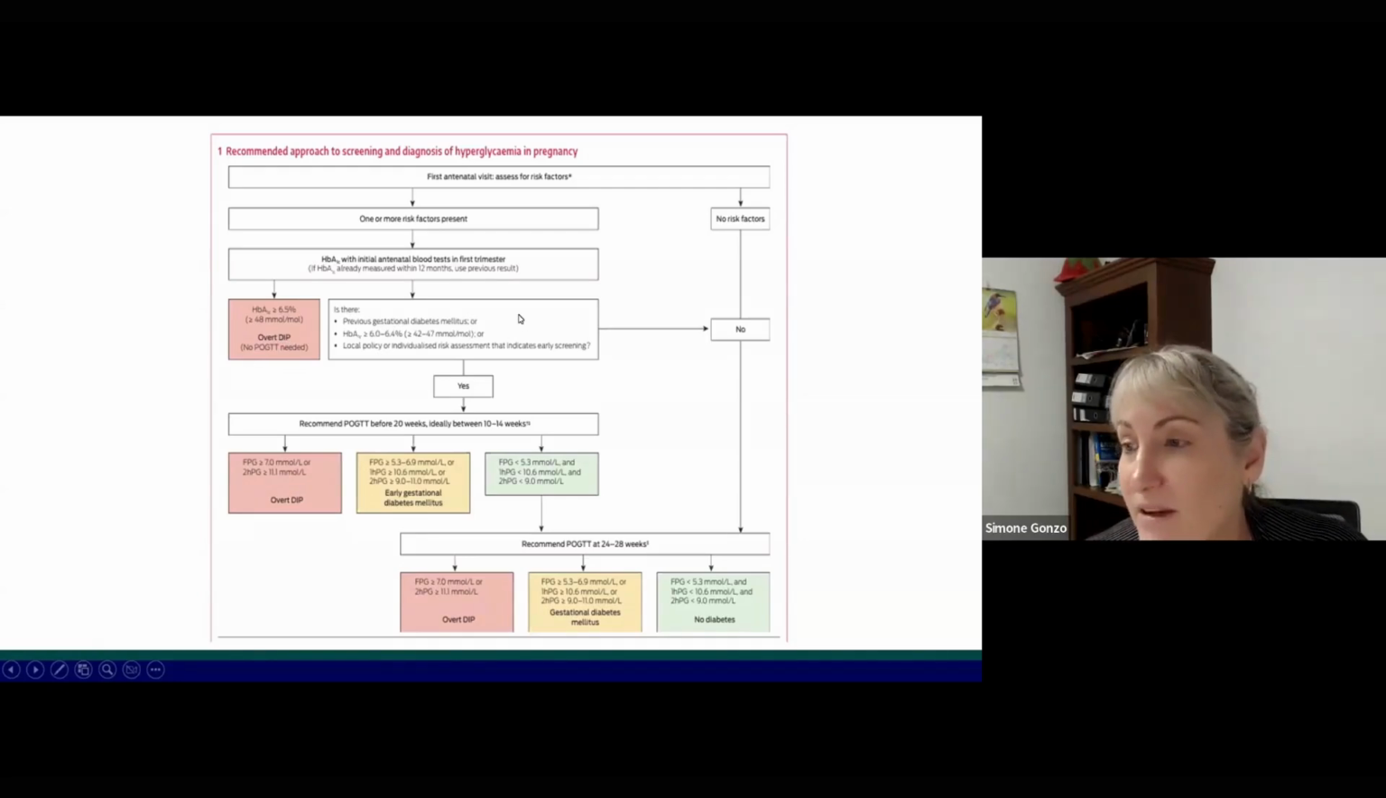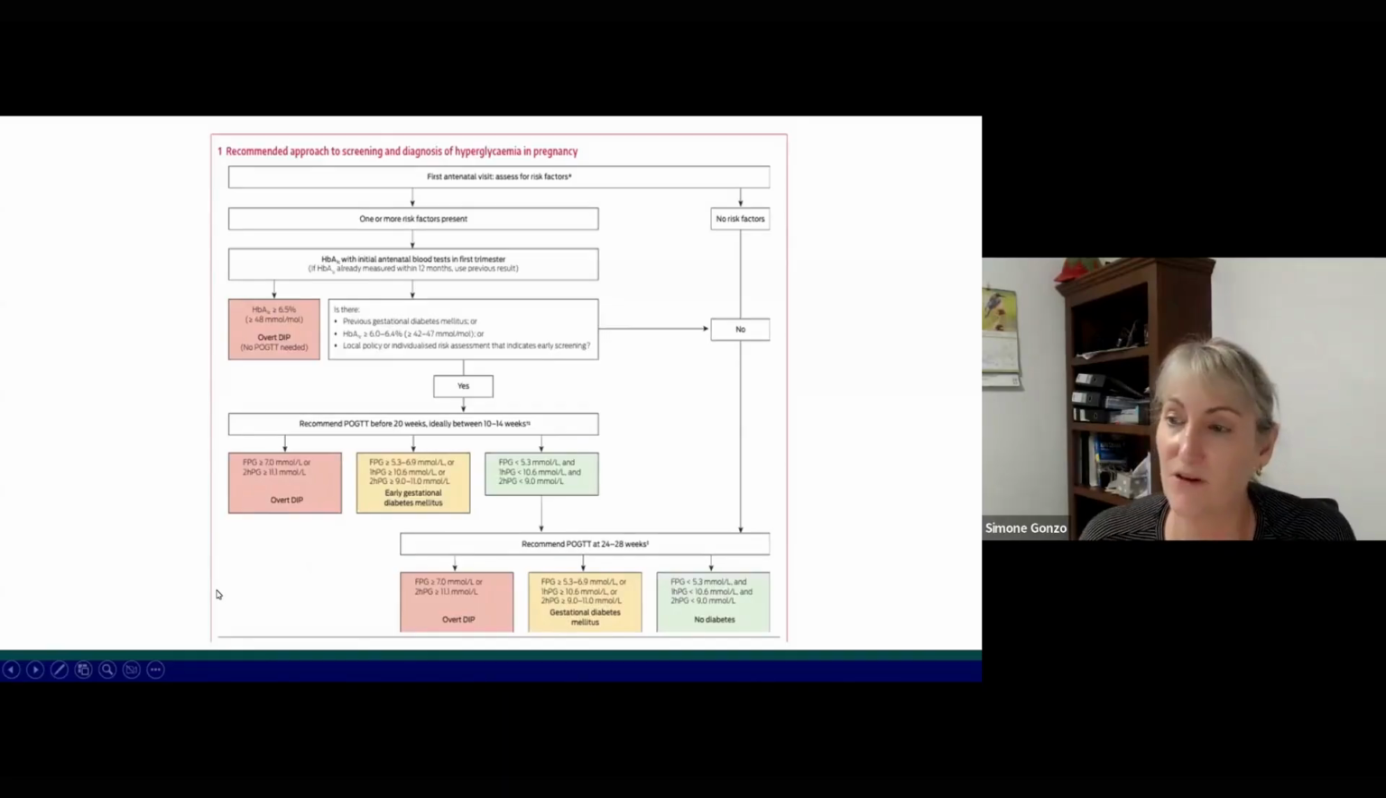If we've had previous gestational diabetes or the local policy excludes that, we would be having our glucose tolerance test before 20 weeks, ideally between 10 to 14 weeks. If we reveal an overt DIP in these patients, they get referred off early.